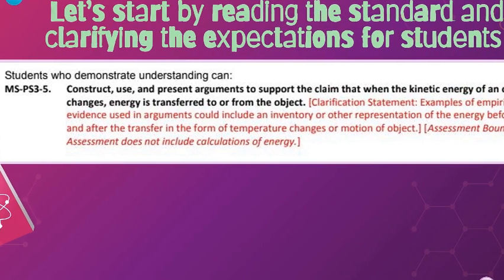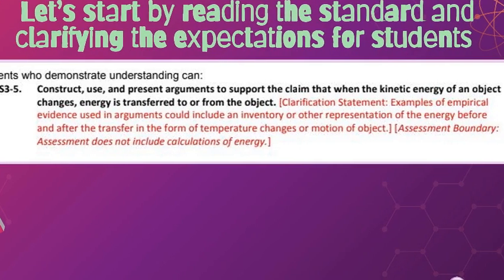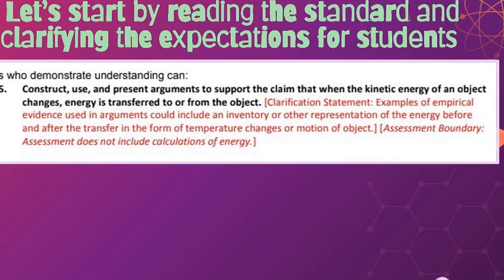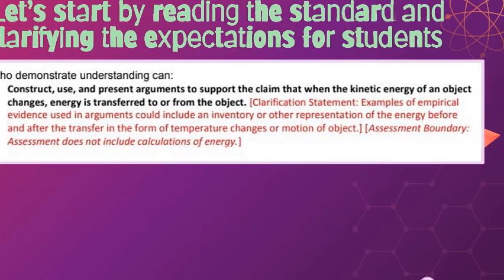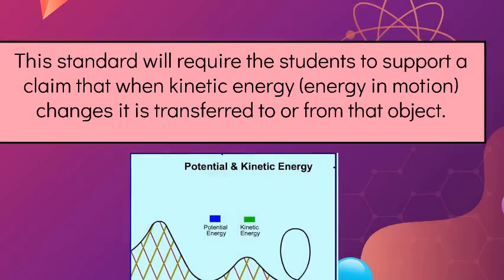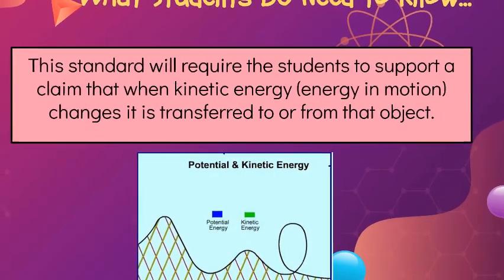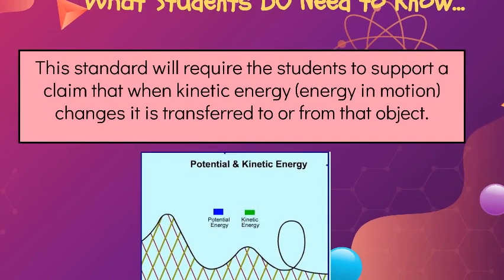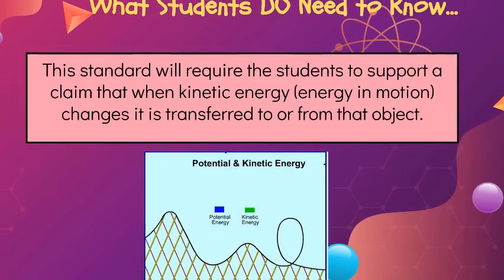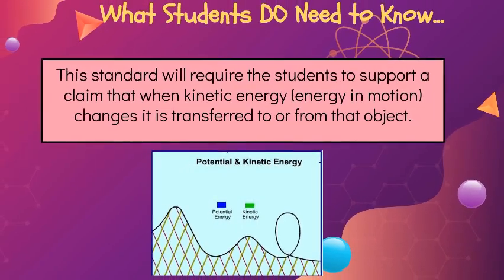MS-PS3-5. Construct, use, and present arguments to support the claim that when the kinetic energy of an object changes, energy is transferred to or from the object. What students do need to know. This standard will require the students to support a claim that when kinetic energy in motion changes, it is transferred to or from that object.